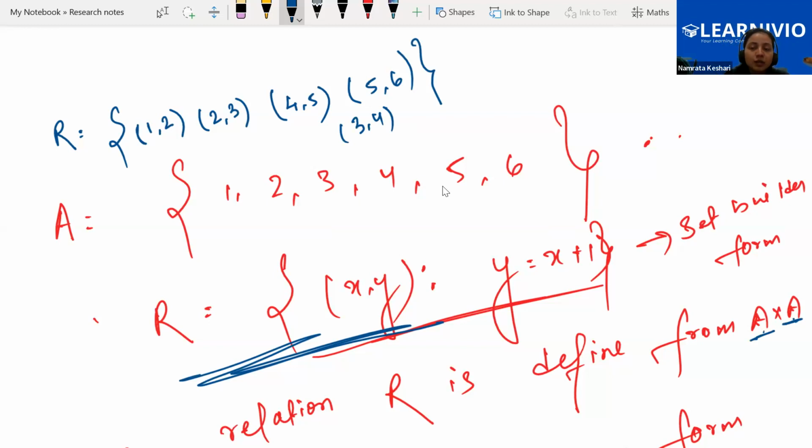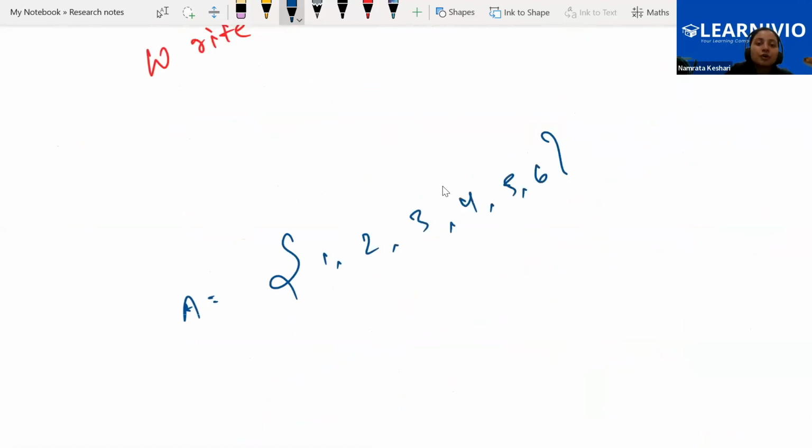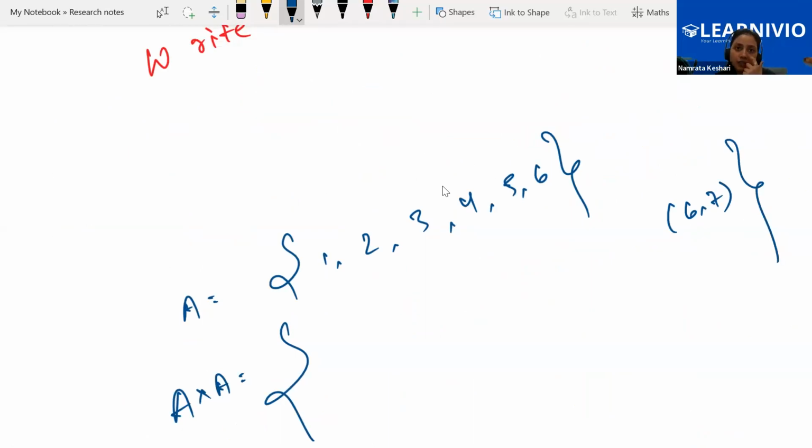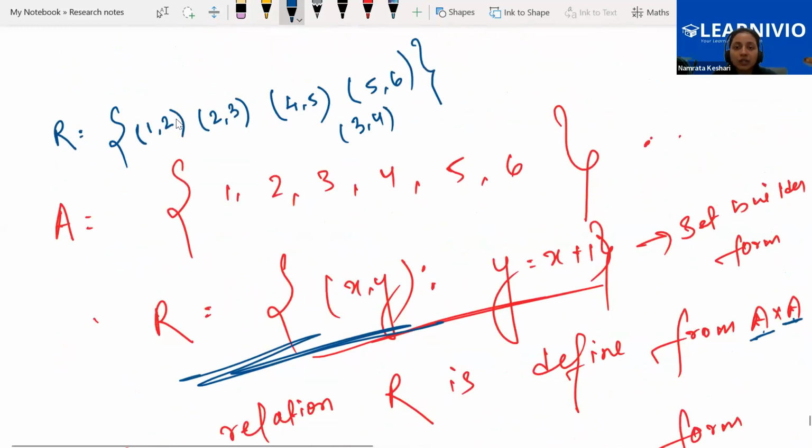If you list down only the Cartesian product of A with A having elements 1, 2, 3, 4, 5, 6, will there be 6, 7 also? No, ma'am. So we cannot take it. Okay, because whatever will be there in our relation will come from the Cartesian product.